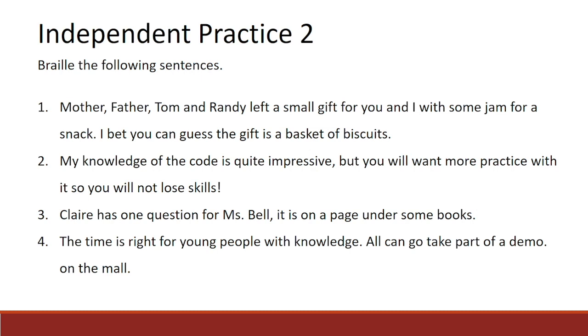2. Period. My knowledge of the code is quite impressive, comma, but you will want more practice with it so you will not lose skills, exclamation mark. 3. Period. Claire has one question for Ms. Bell, comma, it is on a page under some books, period. 4. Period. The time is right for young people with knowledge, period. All can go take part of a demo, period, on the mall, period.